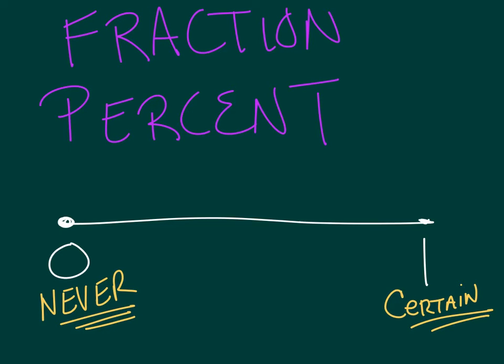If I wanted to write 0 as a percent, obviously that's just 0%. If I wanted to write 1 as a percent, that's 100%. And everything falls between 0 and 1. So obviously a half would be smack in the middle, which is equivalent to 0.5 or 50%. 0.25 would fall here, which is a quarter or 25%. But all probability has to fall between 0 and 1.